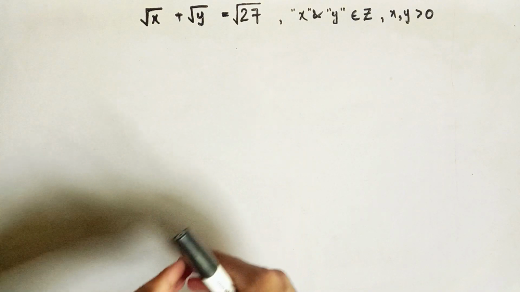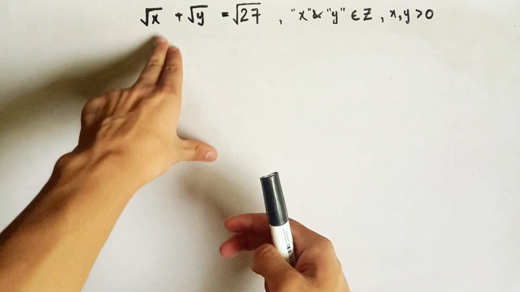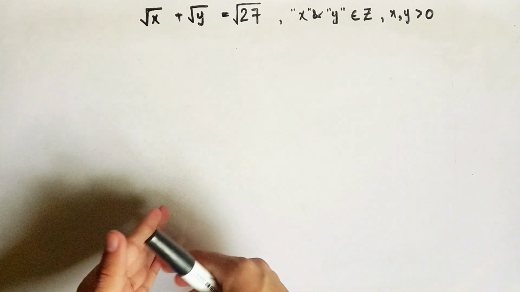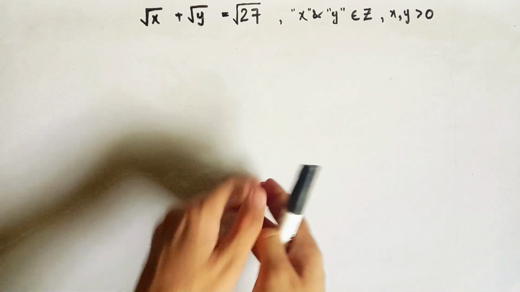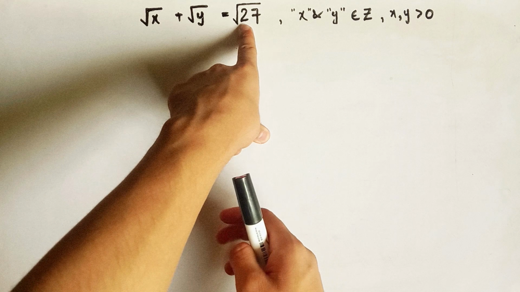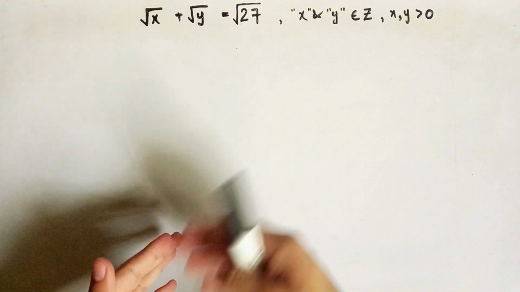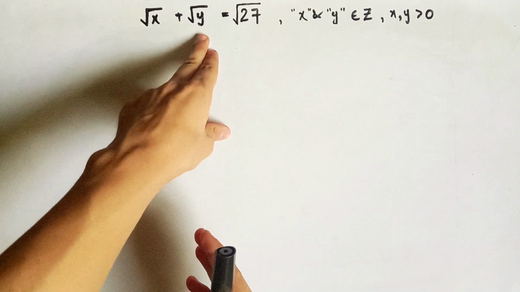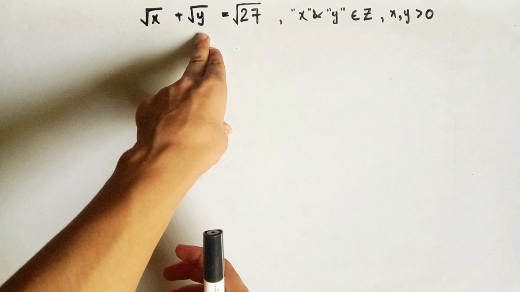So one can do this in mind by just guessing the possible ordered pairs that satisfy this equation, but that's not a good way, because you may have some greater number over here in place of 27, and then it will be difficult for you to directly guess the possible ordered pairs or the possible values of x and y.